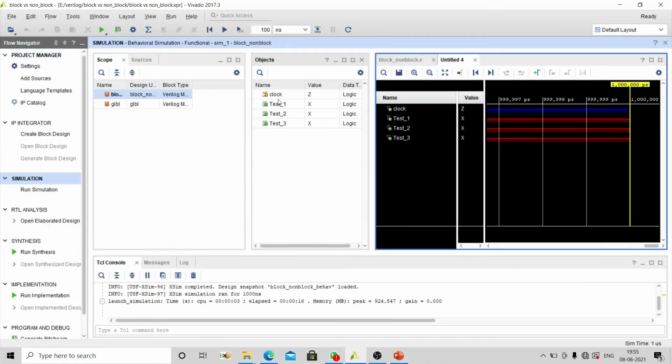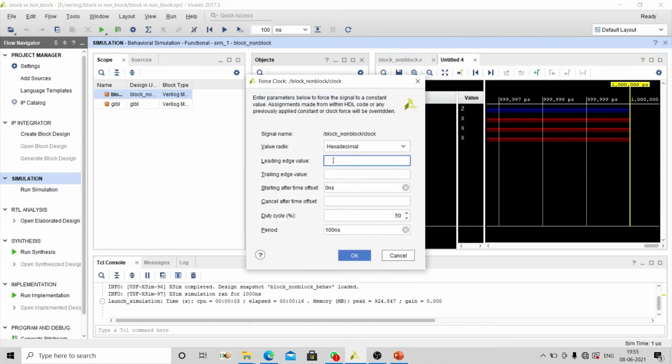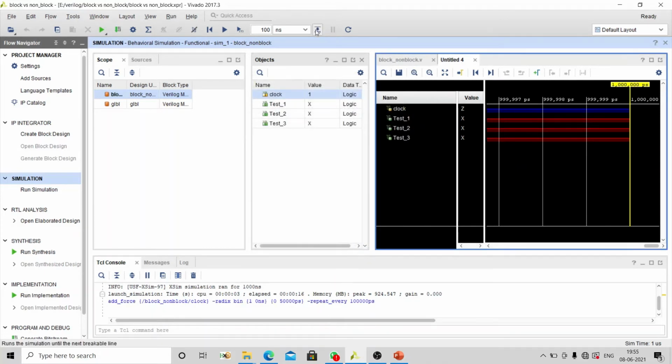Okay, so I'm going to force the clock. Set this to binary. Leading edge value is 0 and trailing edge is 0. You can see here my clock period is 100 nanoseconds. Click on OK. You can see here I run for 100 nanoseconds. That means I'm running for only one time period.